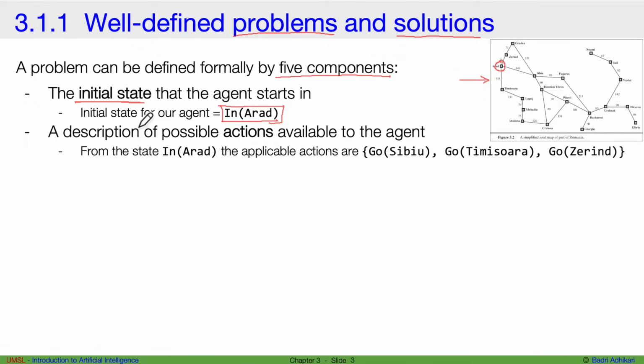Our next component is a description of possible actions, that is, given an agent in a particular state, or in general, what actions can the agent take. For example, if the current state for the agent is in Arad, then the applicable actions that the agent can take are these. The first action is go Sibiu. From Arad, the agent can go Sibiu. The second possible action is go Timisoara. And the third possible action is go Zerind.